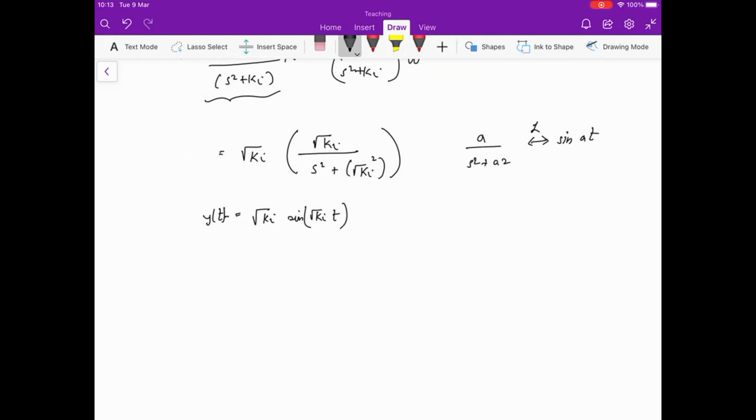Physically, what this means is that if we take the system and give it a sudden shock at time 0, and then don't give any more shock to it, it's going to oscillate, with the frequency square root ki for the sine wave. And that's the reason why we don't really like integral mode controllers on their own, because they will oscillate. Okay, any questions about that?